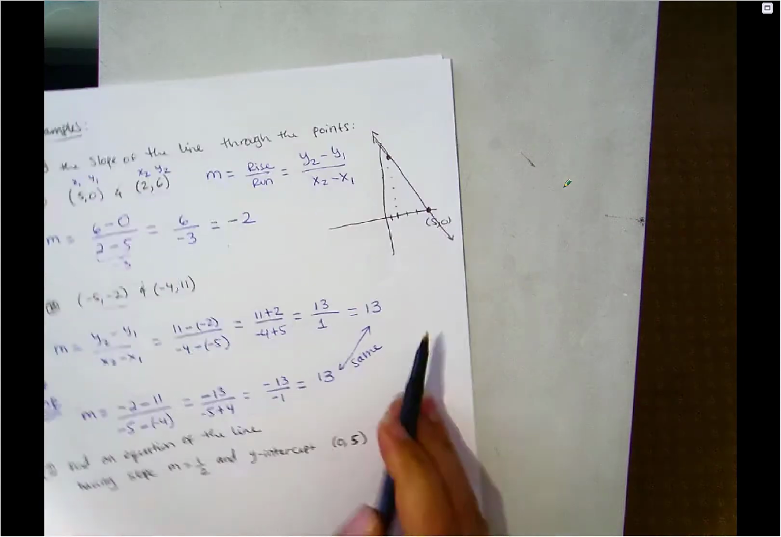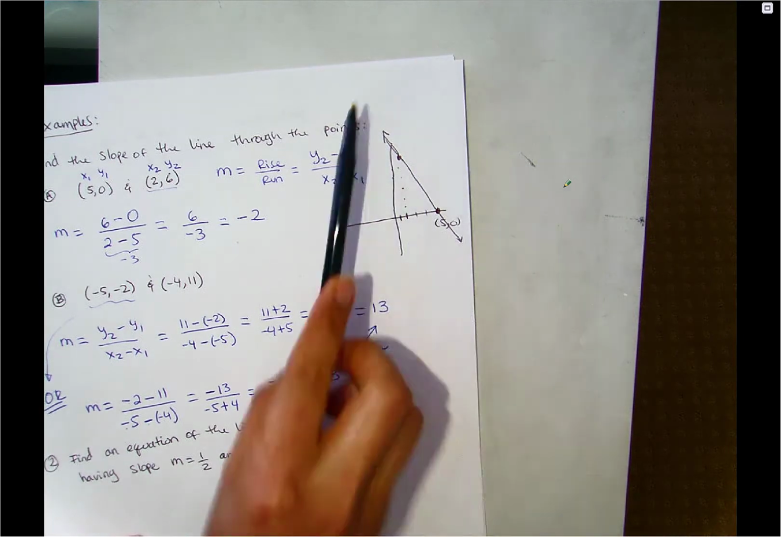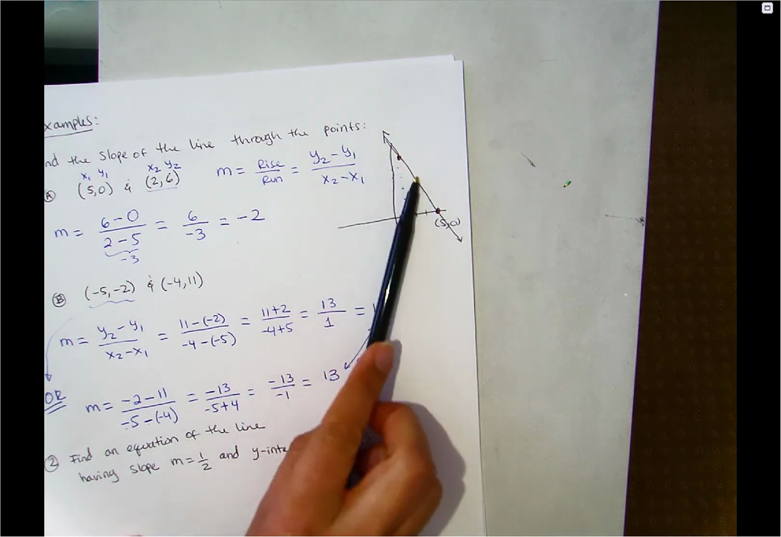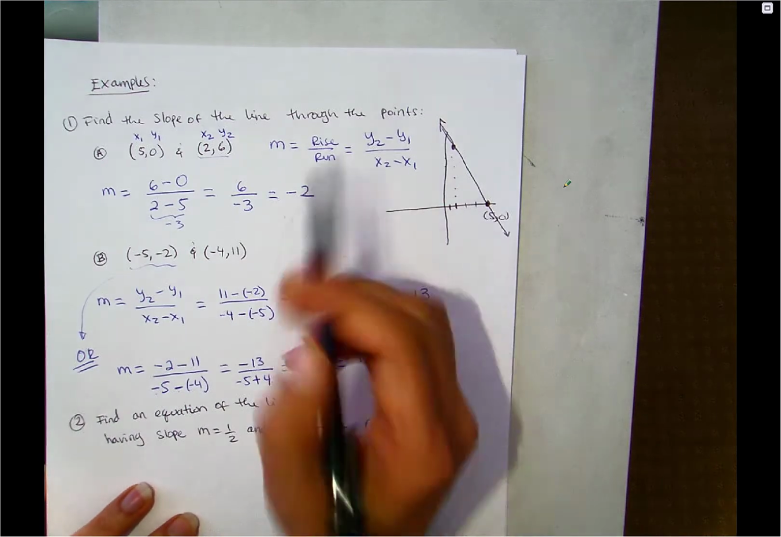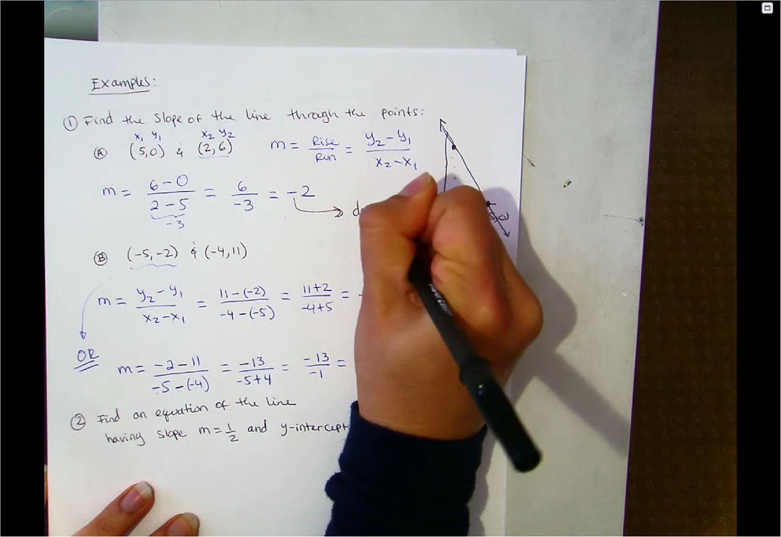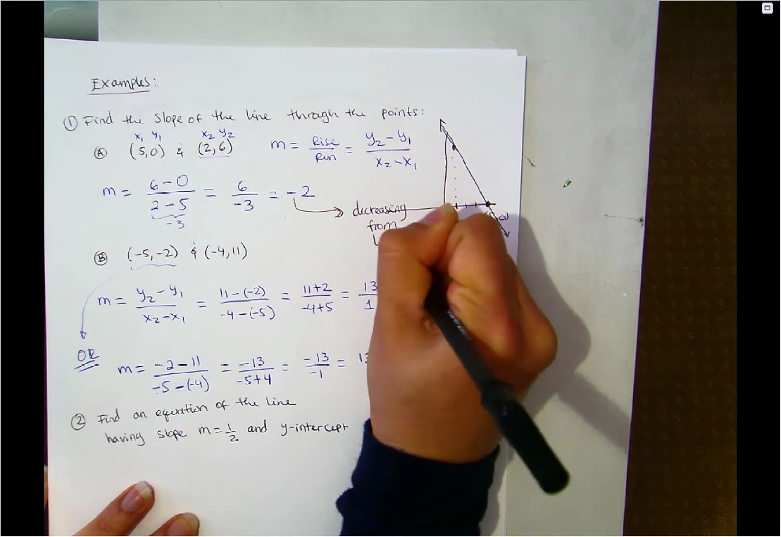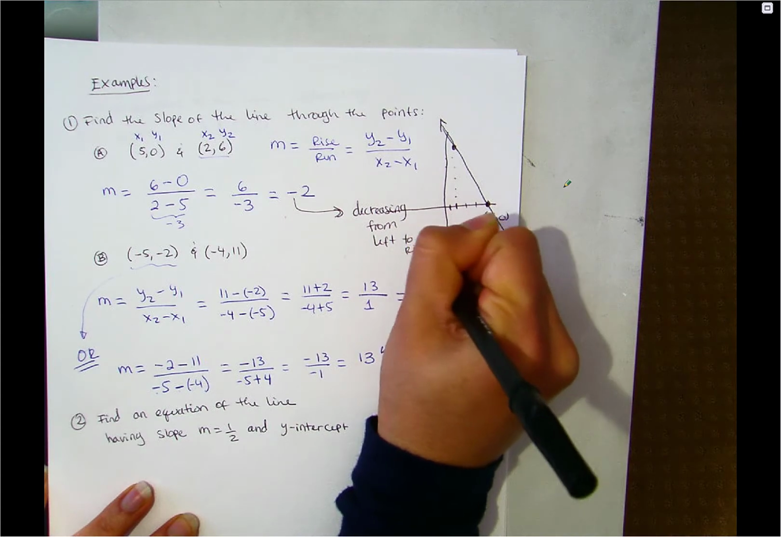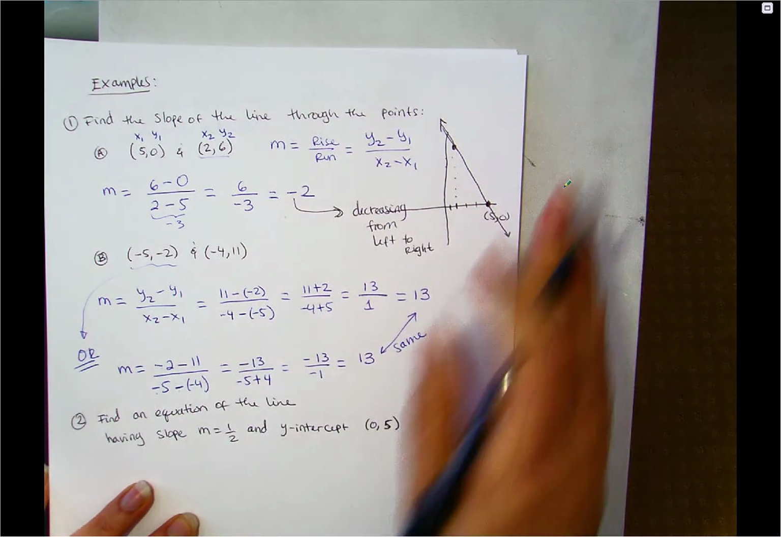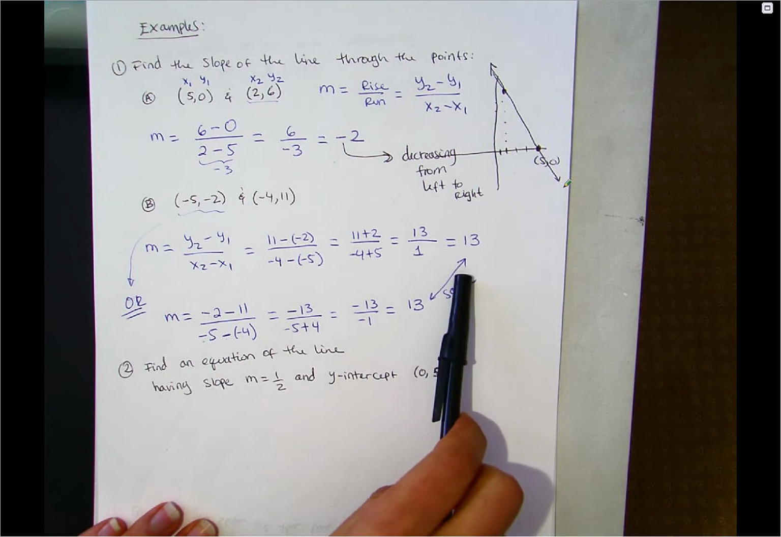So notice that as you look at it from left to right, the line is decreasing, the y values are getting smaller. So a negative slope means your line will be decreasing from left to right. In math, you always read things from left to right. Notice for this one, the slope is positive.